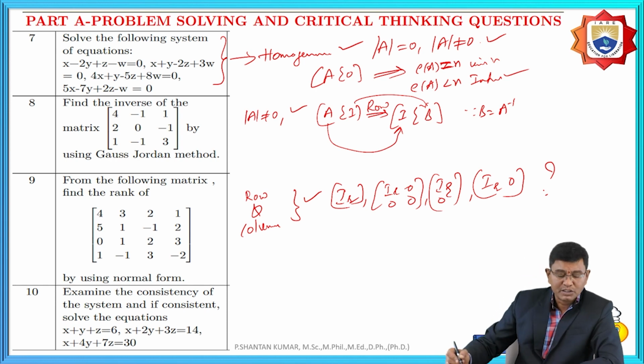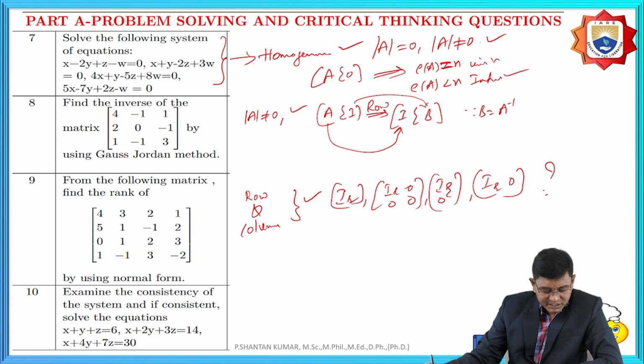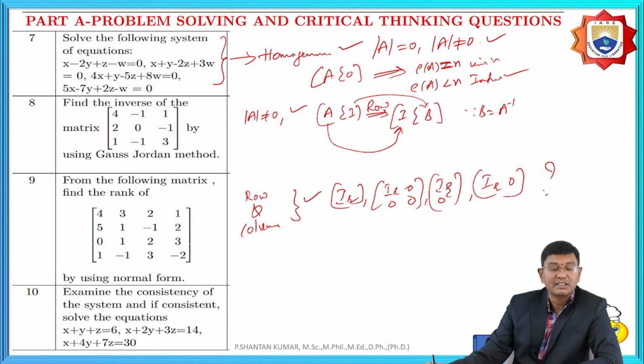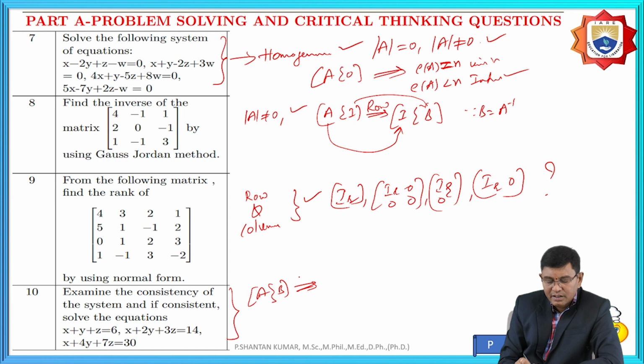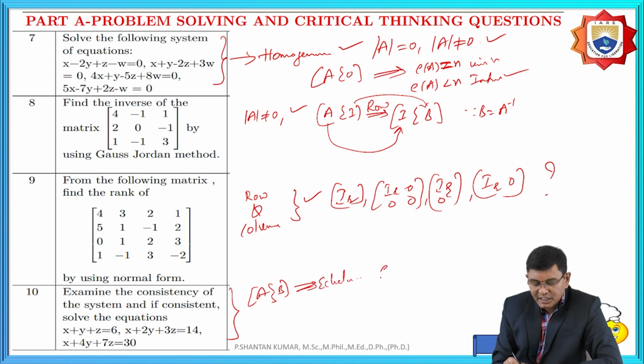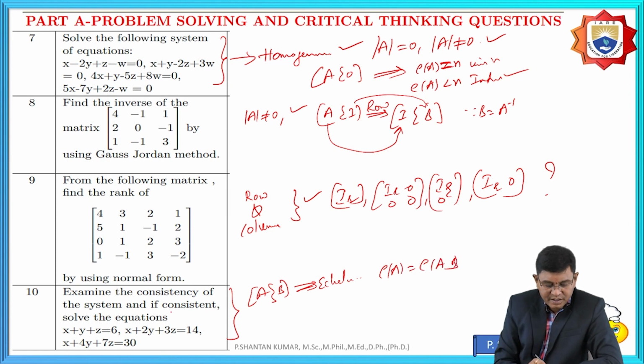Here are some problems based upon critical thinking: examine the consistency of the system of equations. Here also they are asking to find the augmented matrix, and by using the echelon form, reduce it to echelon form. The system is consistent when the rank of A is equal to the rank of the augmented matrix [A | B], and based upon that you need to find the solutions.